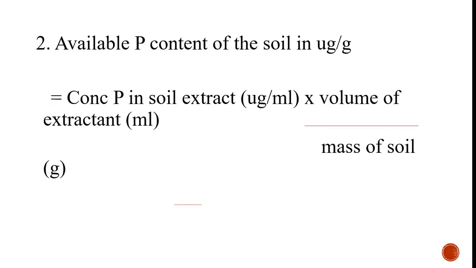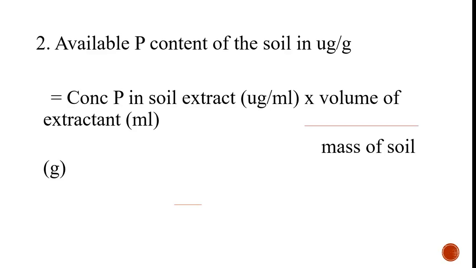Then we move on to the next question. We have to determine the phosphorus content of the soil in micrograms per gram. In this case, we want to measure it in terms of a gram of soil. If you take 1 gram of soil, how much phosphorus is in there? Before we could do that, we have to multiply the concentration of the phosphorus in the soil extract by the volume of the extractant, then divide it by the mass of the soil. So we are determining the concentration in terms of the mass of the soil.